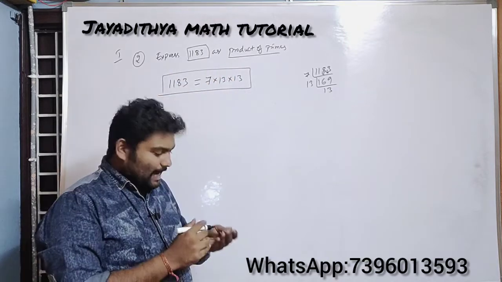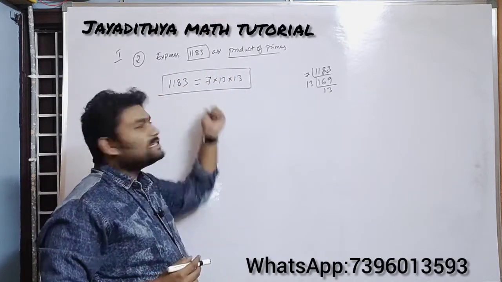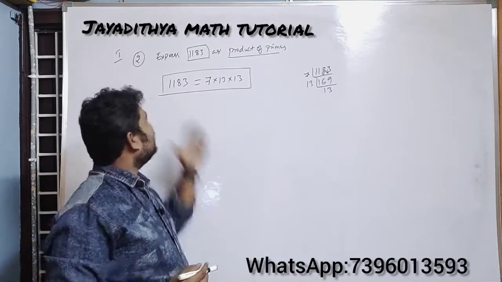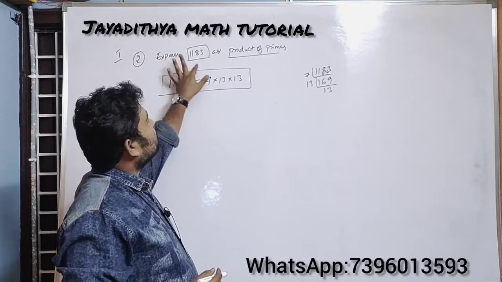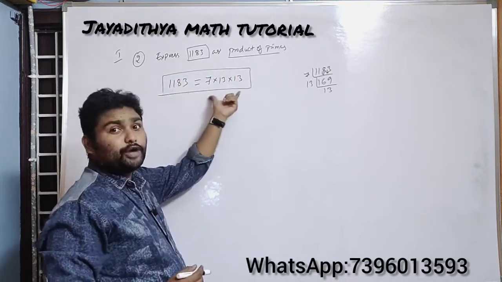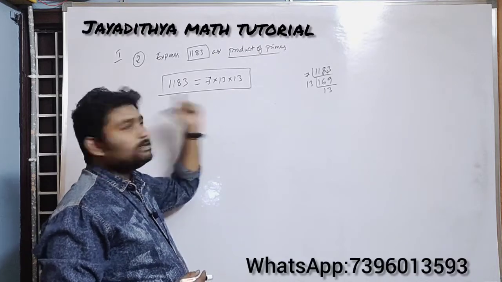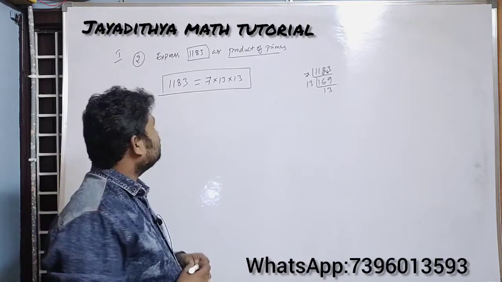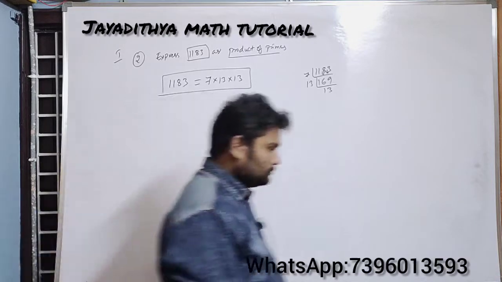Some students are writing the prime factors as 7 and 13. Here he is not asking for the prime factors. Read the question clearly. He is just asking us to express 1183 as a product of primes. You should show 1183 as a product of prime numbers. Keep in mind, he is not asking for prime factors. Let us go to the next problem.